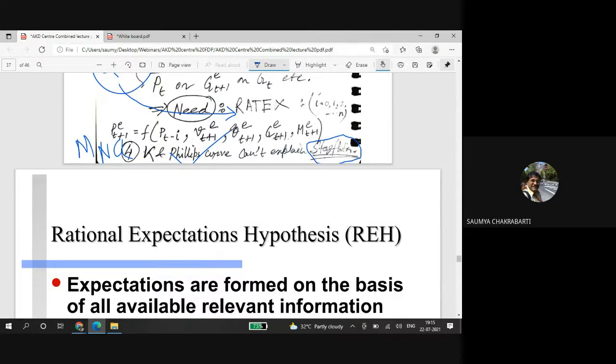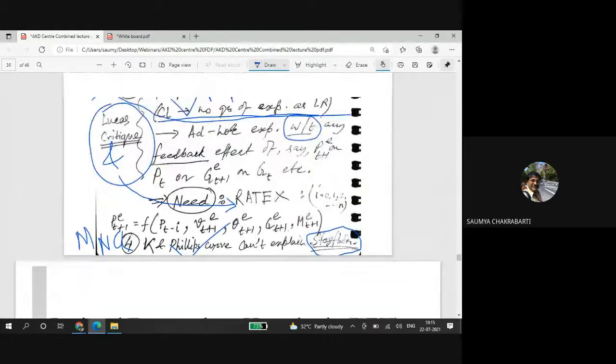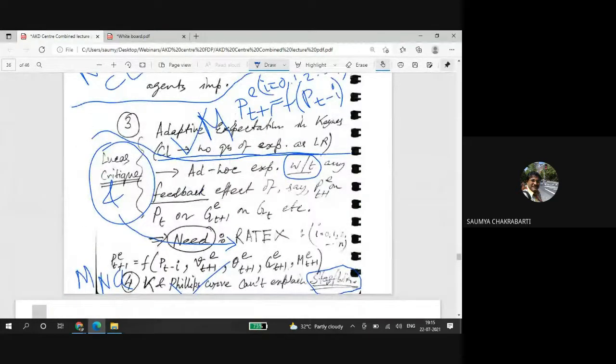So it's ultimately futile. But there was a critique of monetarism, that what you have been doing is too naive. Why? Because what you have been doing is ad hoc expectation without proper utilization of information, and that was the famous Lucas critique. What was the Lucas critique?